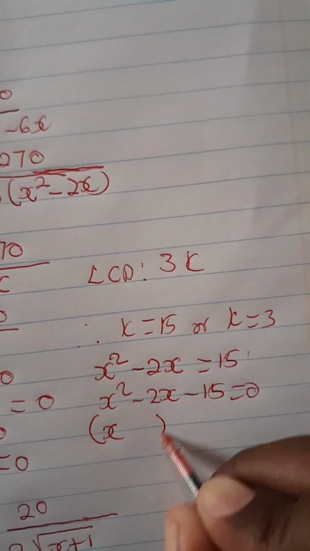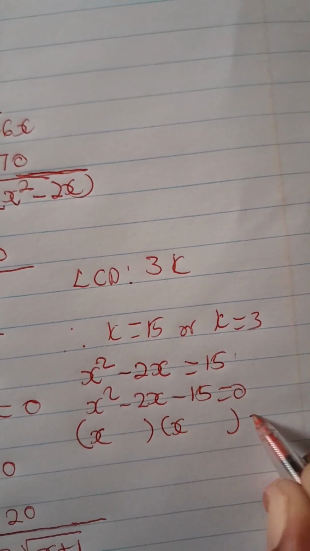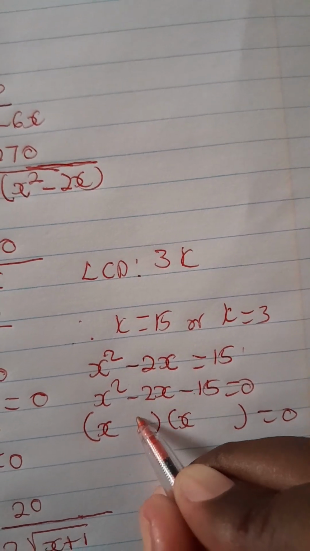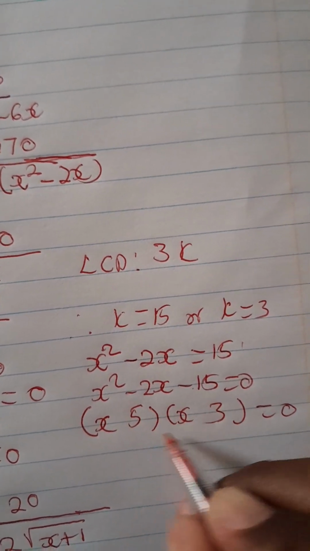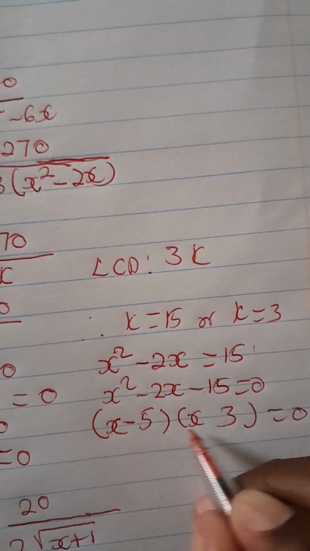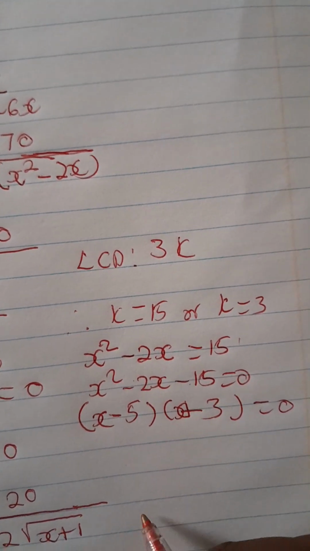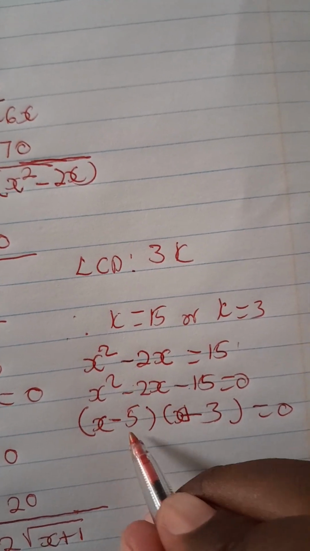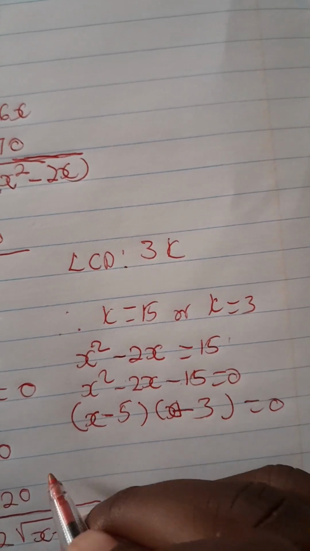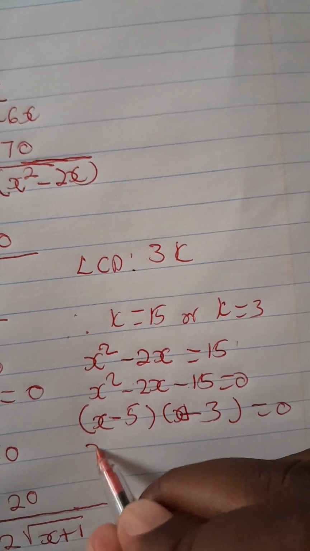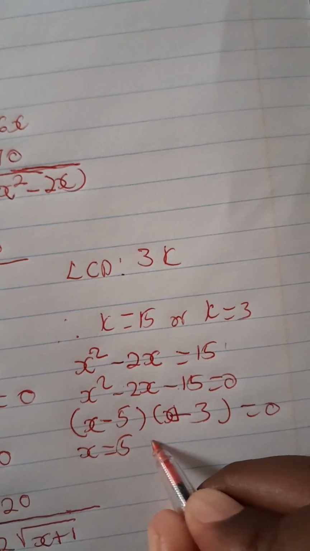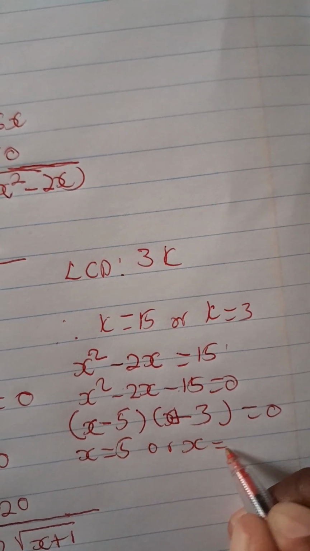Let's factorize. The factors of 15 are 5 and 3. So to get to negative 2, this will be minus 5 and this will be plus 3. Negative 5 plus 3 is negative 2, and negative 5 times 3 is negative 15. Equate everything to 0. x becomes 5, or x becomes negative 3.